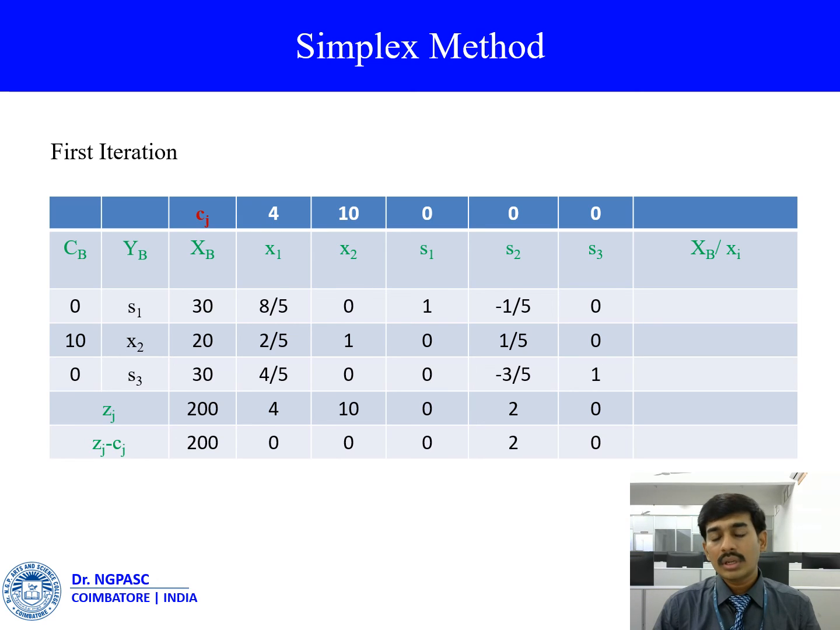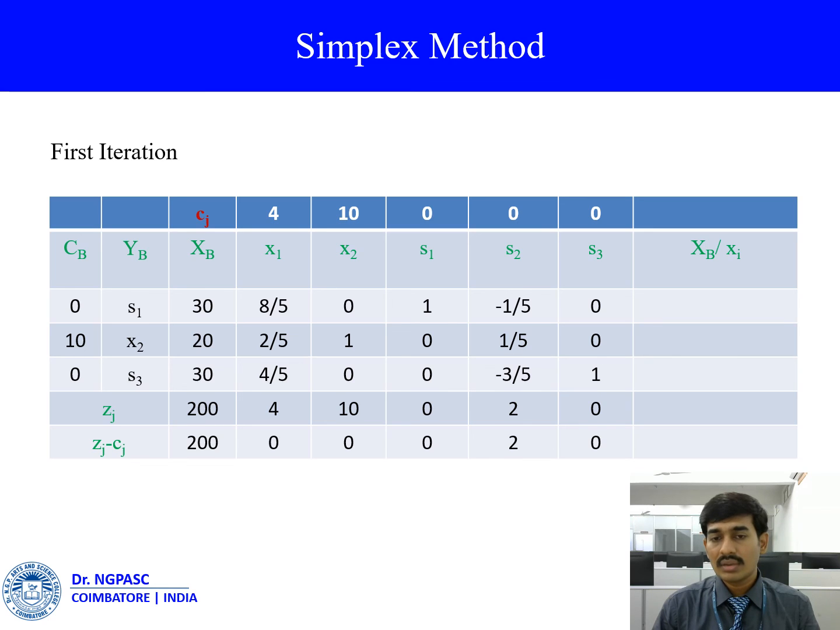Then after that we find the first step, which is zj. Zj is 0 multiplied by 30 plus 10 multiplied by 20 plus 0 multiplied by 30, which is 200. Then zj of x1 is 0 multiplied by 8 by 5 plus 10 multiplied by 2 by 5 plus 0 multiplied by 4 by 5, which is 4. Then 0 multiplied by 0, 10 multiplied by 1, plus 0 multiplied by 0 equals 1.